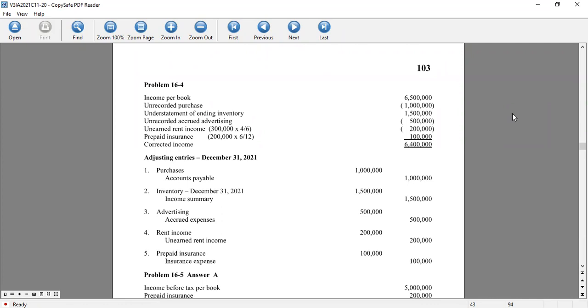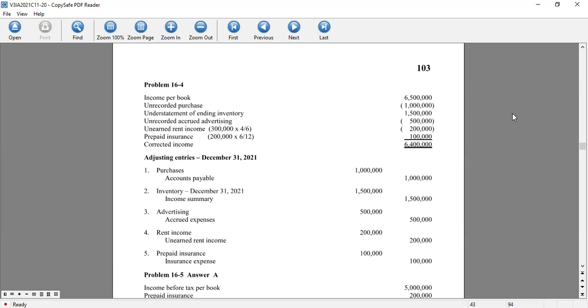November, December, that's 100,000. So the prepaid portion for the rent, the unearned rent is the amount of 300,000 times 4 over 6. So 4 over 6 because the collection was November 1. So November, December, the earned portion is only for 2 months. Unearned is 4 months.